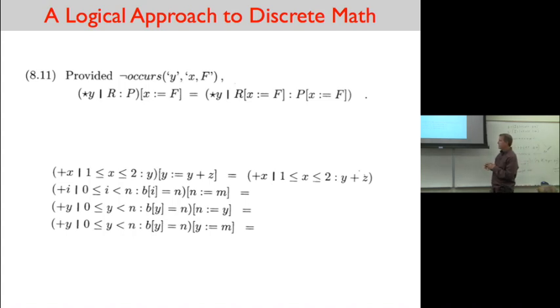Okay. Now here, next one, sum over I. We're going to quantify plus over I. And what is it? 0 less than or equal to I less than n, body, b sub I equals n. Okay. Now, what do we have to check? Is this I in here? N replaced by m. Is that I in there? No. So we just do it.